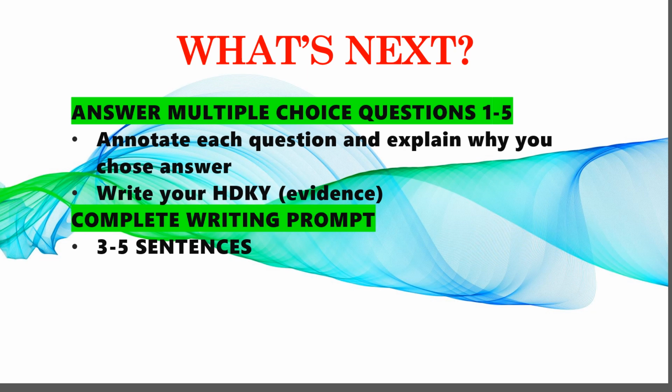What's next? Answer your multiple choice questions 1 through 5. Annotate each question and explain why you chose that answer. Remember to write your how do you know. Also, you need to complete the writing prompt using 3 to 5 sentences.